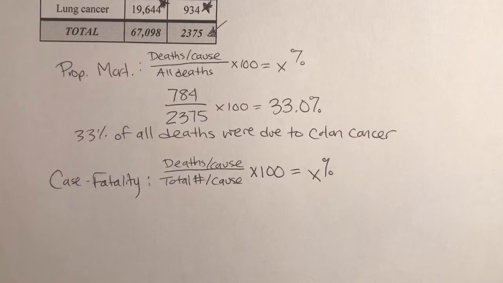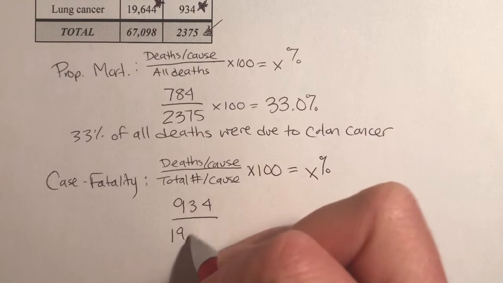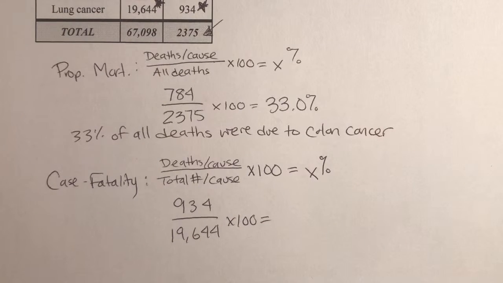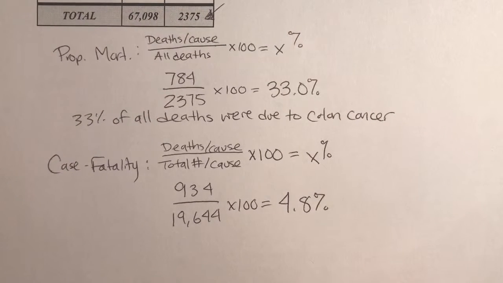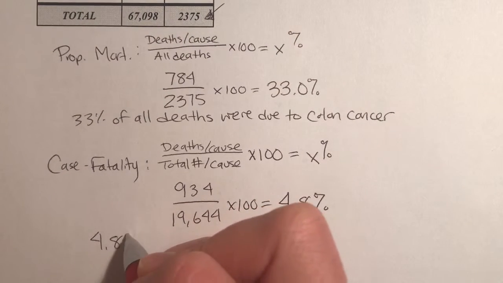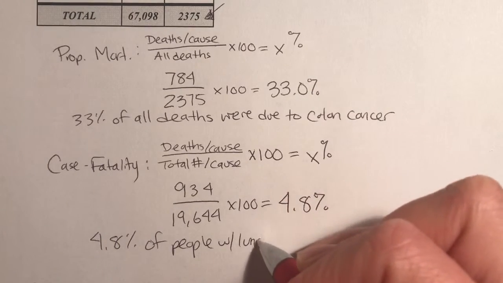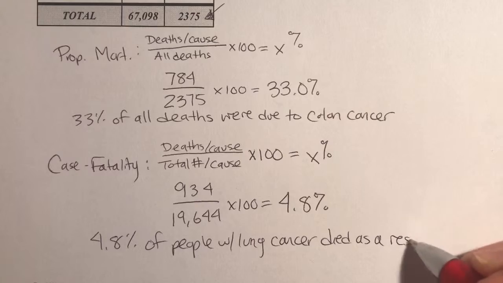So let's go ahead and plug in our numbers then. We have 934 divided by 19,644 times 100. And when we plug this into our calculator, 934 divided by 19,644 times 100, we get 4.8% with rounding. So again, practicing the interpretation here, what this is telling us is 4% of people with lung cancer died as a result of their lung cancer.